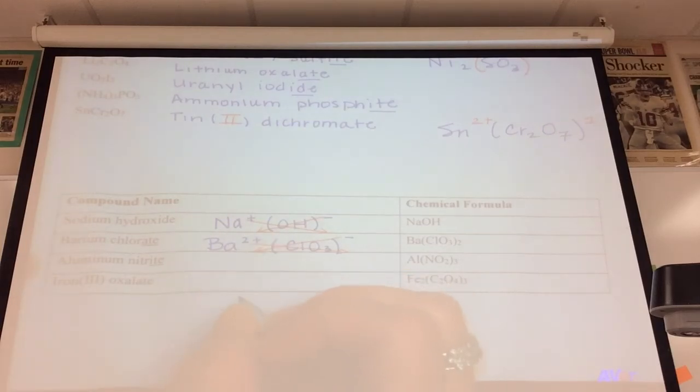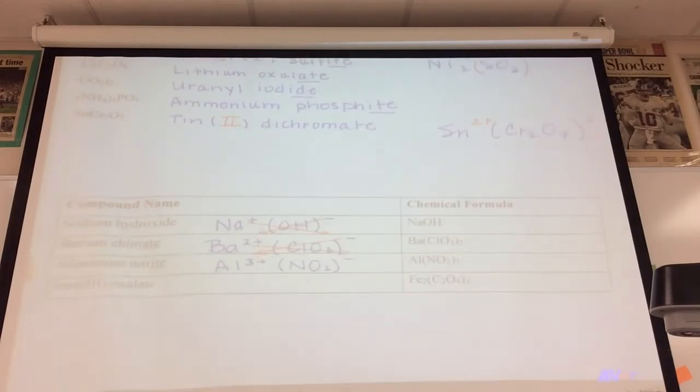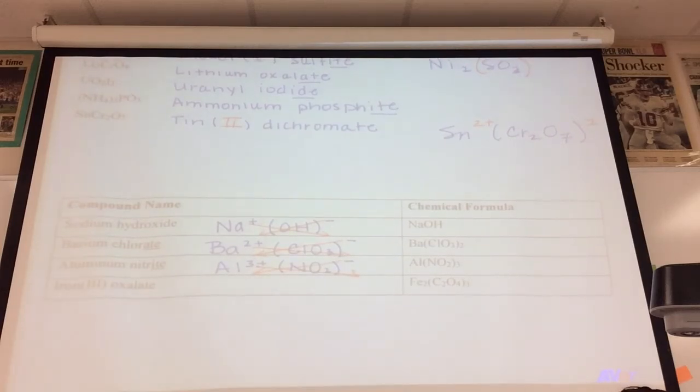Aluminum in group 13. Aluminum always has what charge? 3 plus. Now aluminum doesn't have a Roman numeral because it's always 3 plus. Don't get Roman numeral happy. Be careful there. Nitrite. N, that says nitrite, right? Yeah. NO2, 1 minus. The 3 goes here. The 1 goes here. And I have aluminum nitrite.